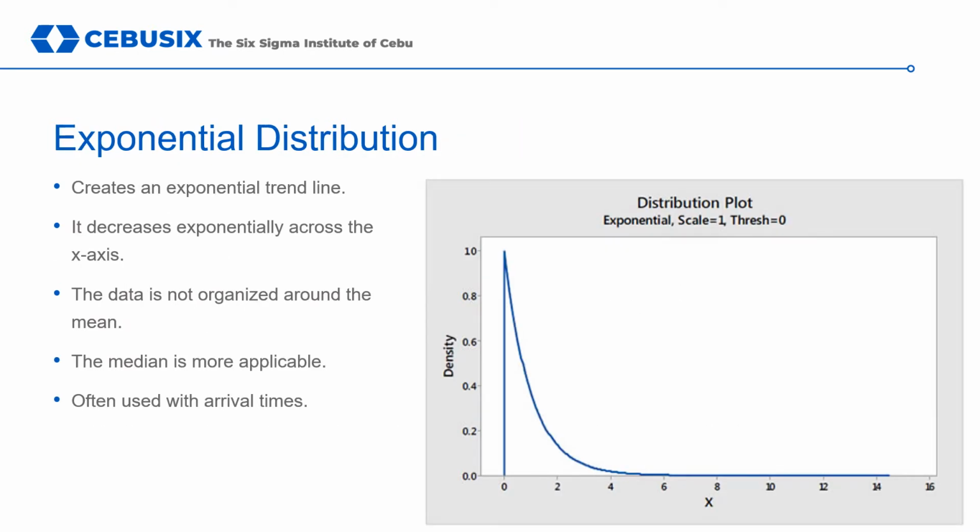The exponential distribution creates a histogram or trend line that is exponential in nature. It decreases exponentially as you travel across the x-axis. In an exponential distribution, the data is not organized around the mean, as in the normal probability curve, but at one end of the x-axis. Often, when working with non-normal data, the median is a more applicable data point than the mean for graphical analysis. If you locate the median on the x-axis of an exponential histogram, then you know that 50% of the data points fall before it and 50% after it.